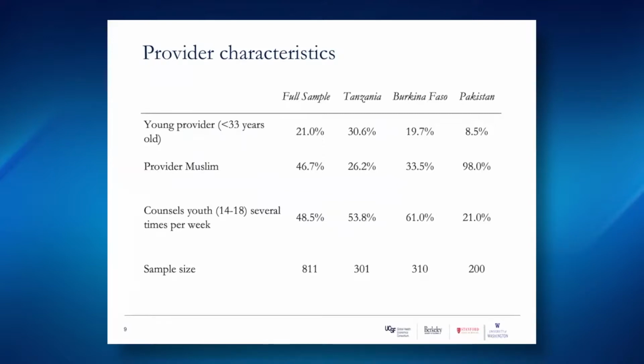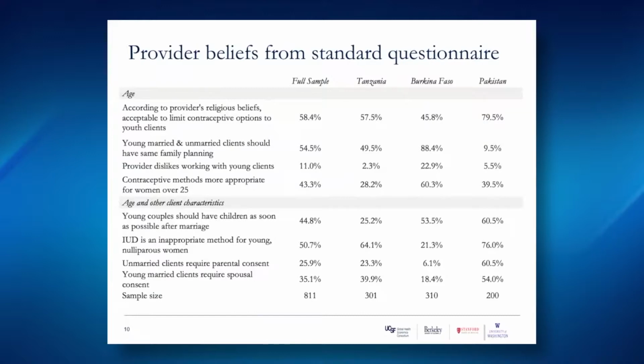Okay, so just to start with, I'll show you some basic results from these self-reported answers, what providers are actually telling us when we ask them. So according to your own religious beliefs, is it acceptable to limit contraceptive options to youth clients? And we see that in Tanzania, about half of them, Burkina, about half of them say yes. Pakistan, about 80% of them say, well, it would be acceptable to limit contraceptives to youth. And we didn't say what type of youth, right? This is the difficulty in asking these types of questions in a questionnaire.